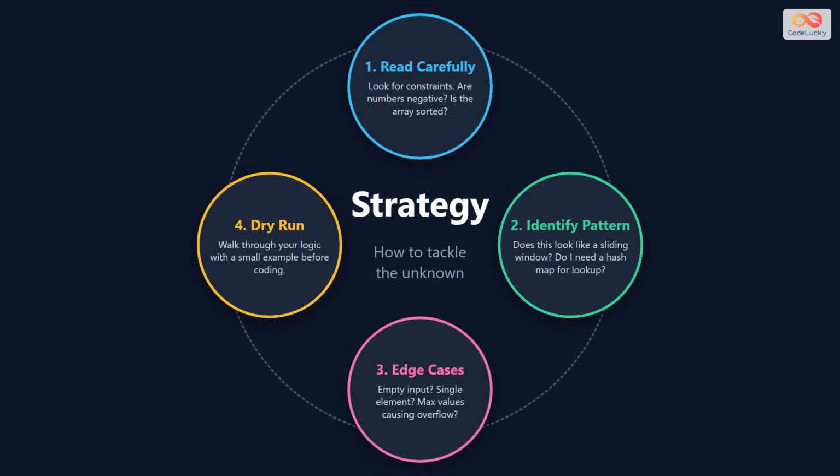When you face a miscellaneous problem, have a strategy. First, read carefully to catch constraints. Second, try to identify a pattern. Does it look like a two-pointer problem? Third, consider edge cases like empty inputs or negative numbers. Finally, always dry run your logic with a small example on paper before you start writing code.